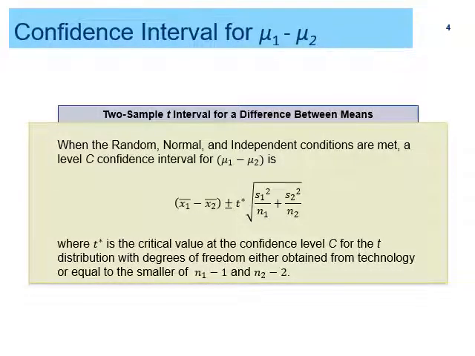Now for the two sample t interval for a difference between means, when the random, normal and independent conditions are met, a level C confidence interval for mu1 minus mu2 is x1 bar minus x2 bar plus or minus t star multiplied by the same standard error we got earlier, that is the root of s1 square divided by n1 plus s2 square divided by n2. Here t star is the critical value for confidence level C for the t distribution with degrees of freedom either obtained from technology or equal to the smaller of n1 minus 1 and n2 minus 1.